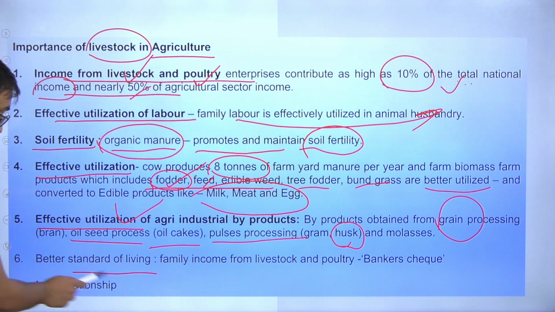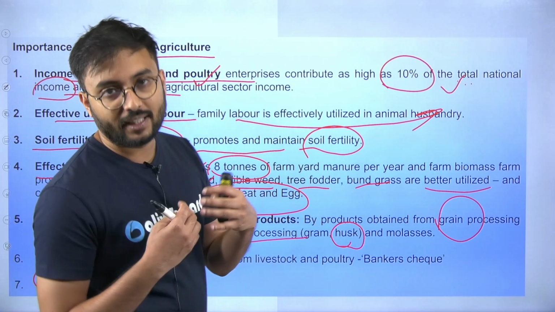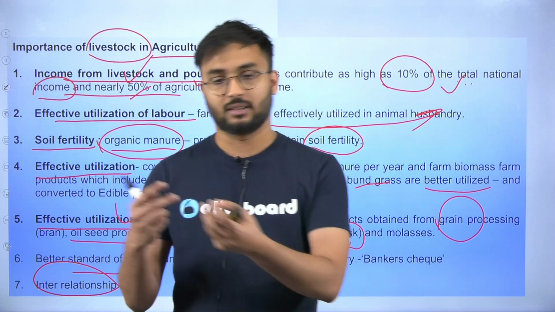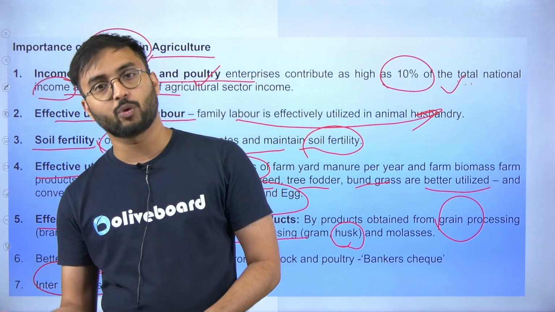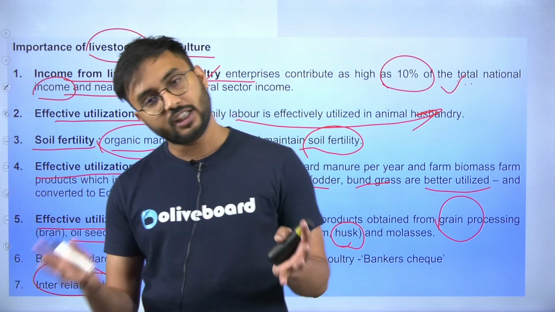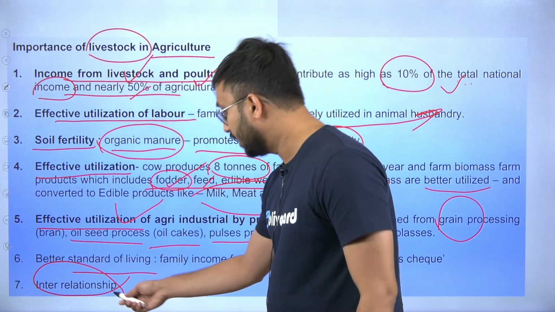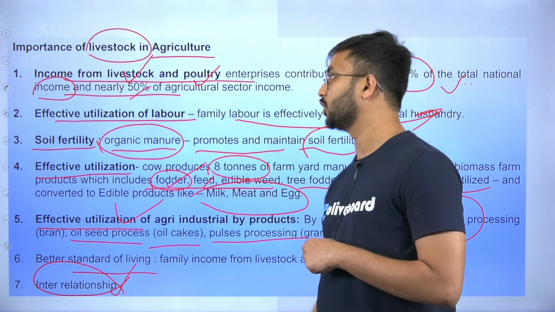And lastly is interrelationship, as the output or byproducts of agricultural activity can be used for animal husbandry, and the byproducts and outputs of animal husbandry can be used for agriculture. Both of these activities have good synergies or good interrelationships between each other.